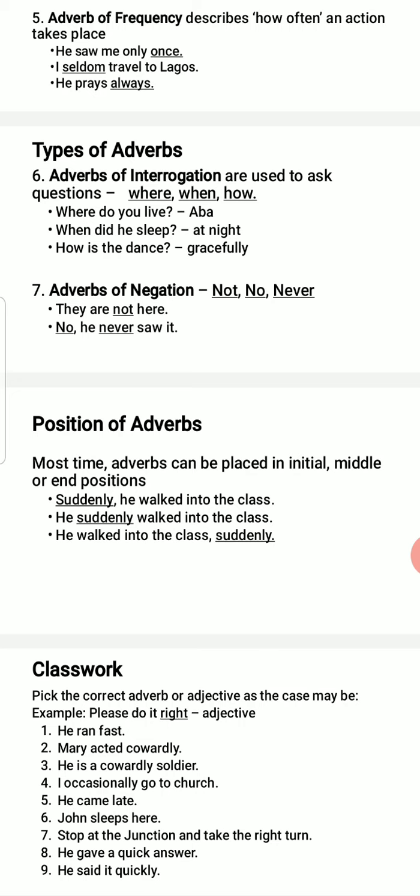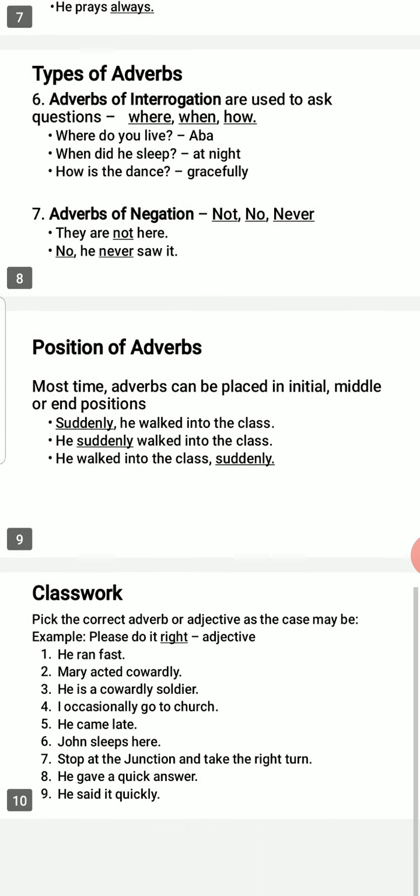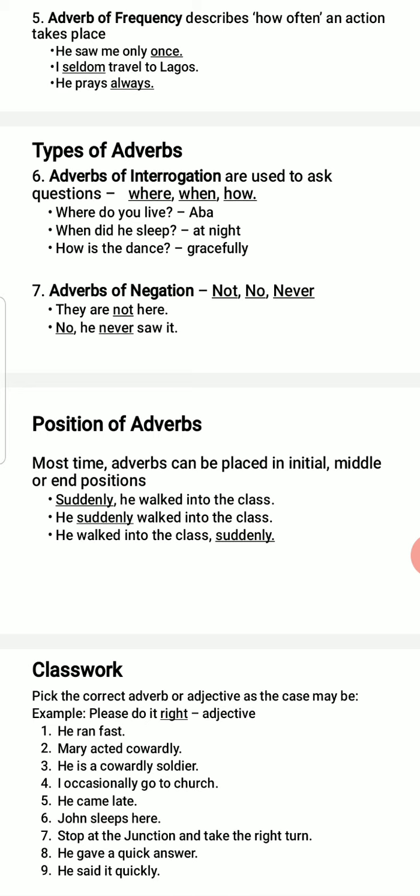No, he never saw it. I did not do it. He never did it. So we have never, no, not as adverb of negation. These are the 7 types of adverb.